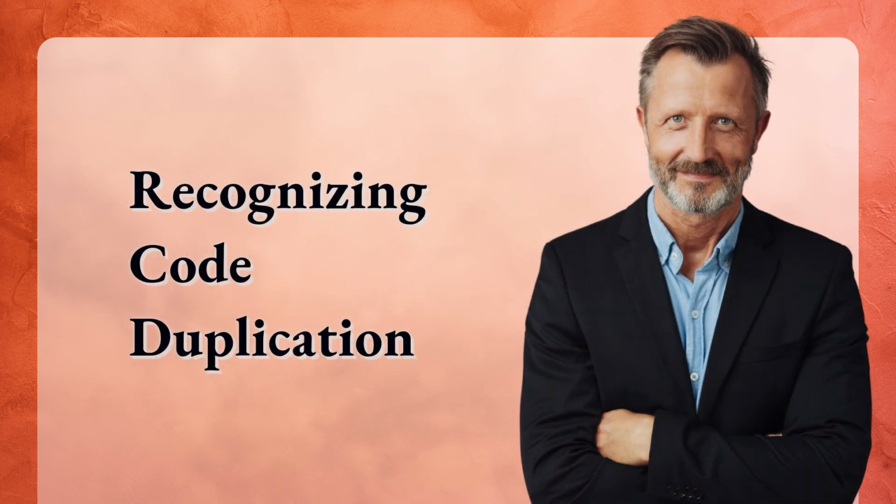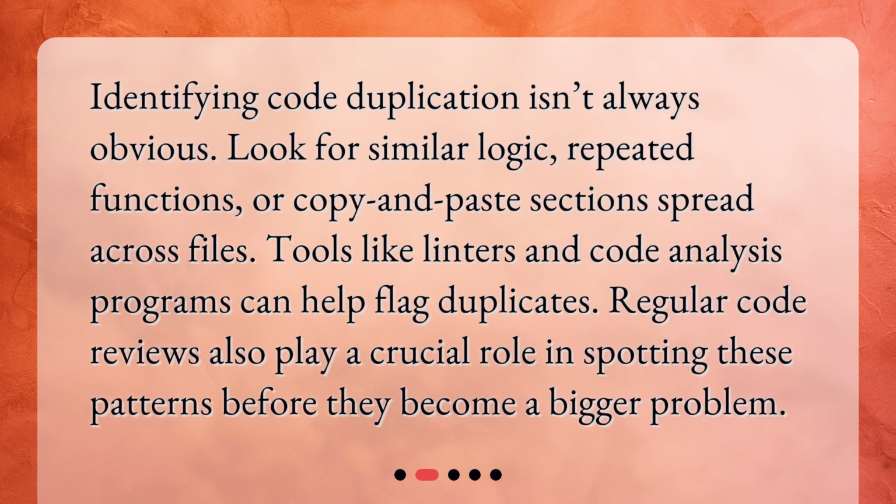Recognizing code duplication. Identifying code duplication isn't always obvious. Look for similar logic, repeated functions, or copy and paste sections spread across files. Tools like linters and code analysis programs can help flag duplicates. Regular code reviews also play a crucial role in spotting these patterns before they become a bigger problem.